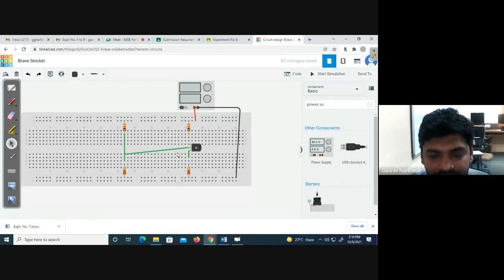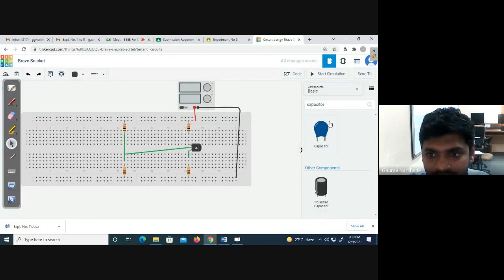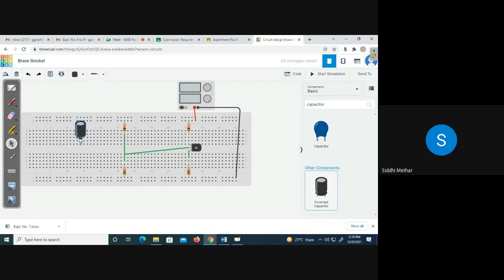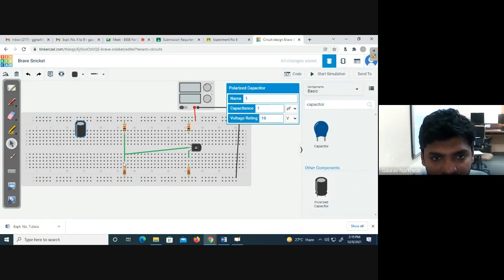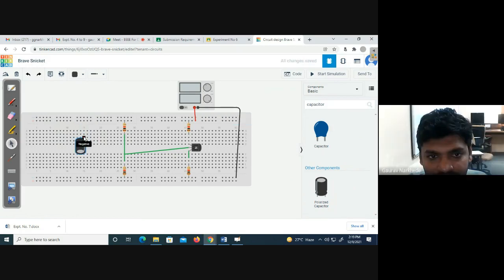Okay. And then let me take the capacitors. Capacitors, where are capacitors? Which capacitor will we be taking? This polarized capacitor. It is given between the two terminals, right? So let me say this is your negative. I'll rotate it such that this is your negative terminal.